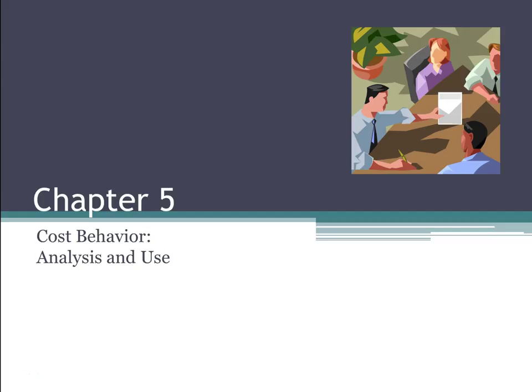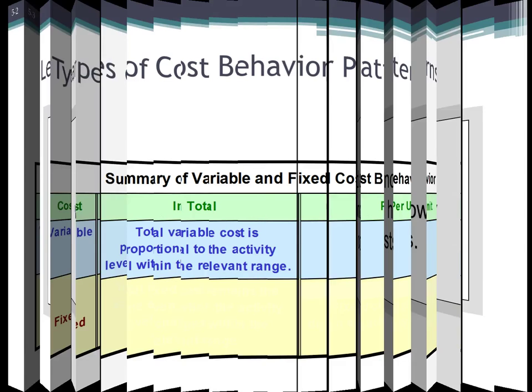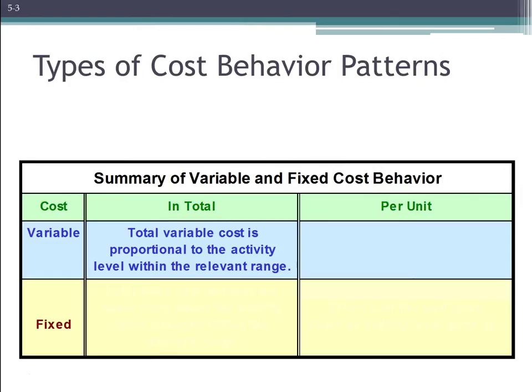And we're going to be moving now into cost behavior for both analysis and use in business functions. First thing we're going to do in Chapter 5 though is just review some of the concepts that we actually learned back in Chapter 1, and that's really how fixed and variable costs behave and how we can use them to predict our total costs in any business scenario.